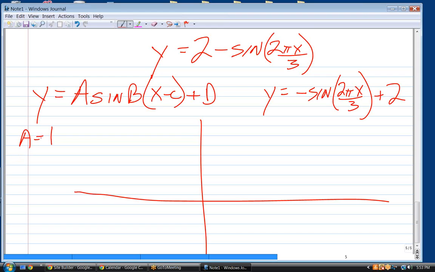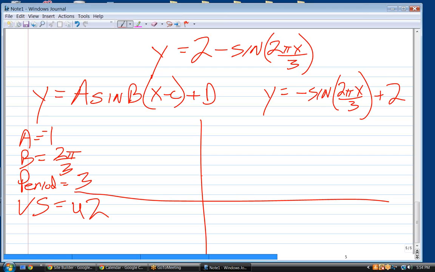A is 1, negative 1 we'll say, because we need a reflection. B is 2 pi over 3, which makes the period what? It's 2 pi divided by 2 pi over 3. That'll be 3. And the vertical shift is up by 2.